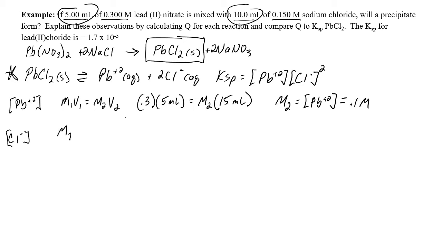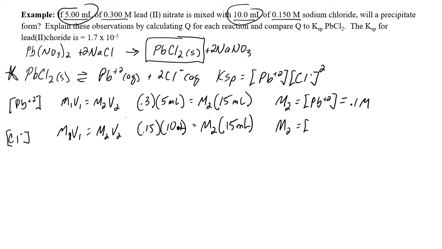Let's do the same for the chloride ion concentration. We have 0.15 molar, and it was originally 10 mL of that sodium chloride. M2 is going to be the new chloride concentration, and V2 is that new total volume. So M2 here, the new chloride concentration after mixing, is 0.1 molar. I've got my new concentrations.